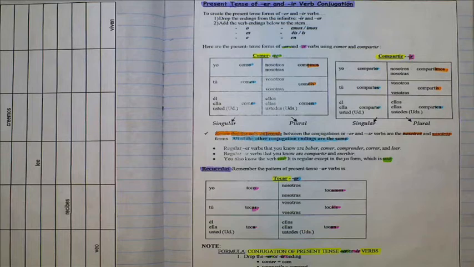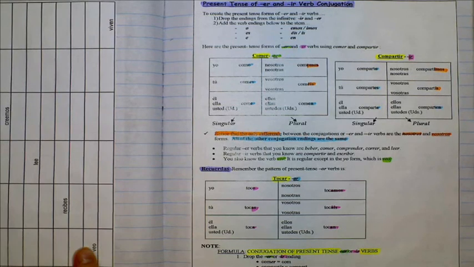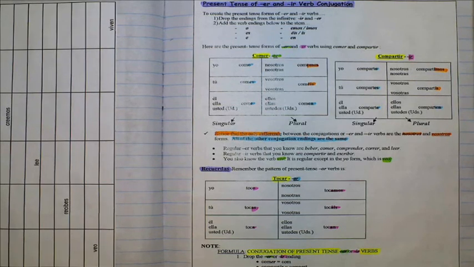Here are the notes for the present tense of ER and IR verb conjugation lesson. These notes are to go on page 68. This right side is supposed to be page 68 of your interactive notebook. This left side of the page is supposed to be page 67 of your interactive notebook.